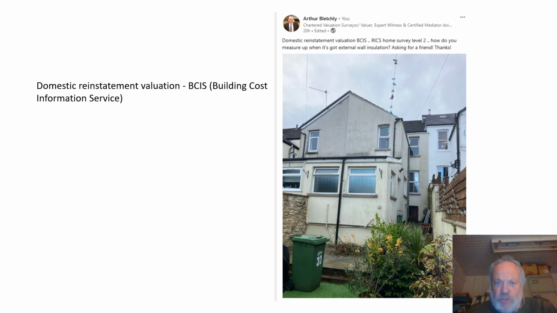Thank you for the interest shown in my post on LinkedIn yesterday, which has been seen over 1,250 times. It was on domestic reinstatement valuations under the BCIS, or Building Cost Information Service. I was looking at a mid-terrace property built around 1910, which had got external wall insulation at the back, and I was asking how other people dealt with measuring it up, etc.